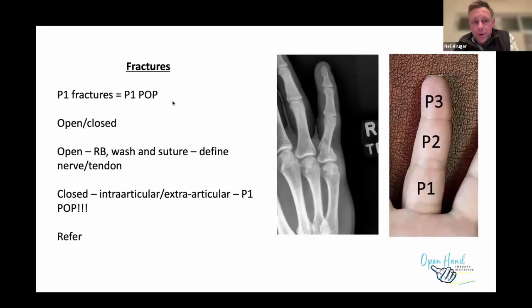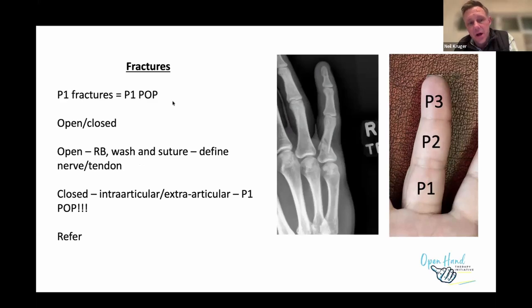When you get to proximal phalanx fractures, if you take one thing out of this talk of mine, if you get a proximal phalanx fracture, put the patient in a P1 pop. I'll explain to you what I mean by a P1 pop, but this is an excellent way of treating almost all proximal phalanx fractures.